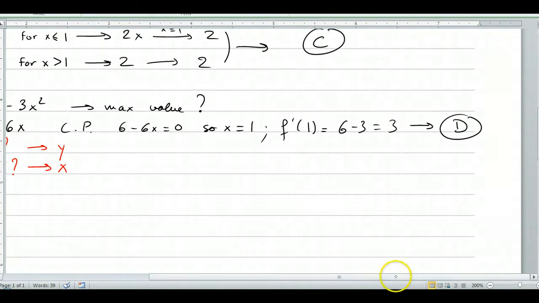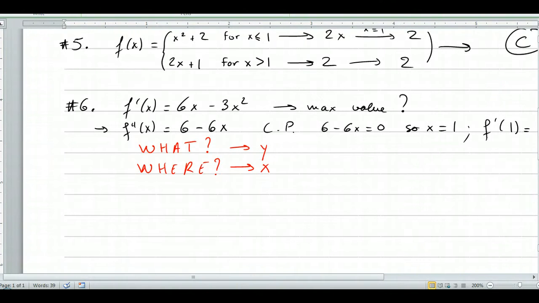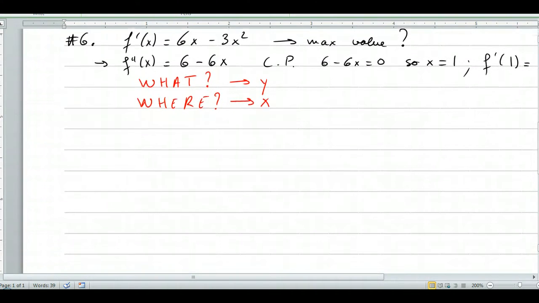You know how to answer this question. It is very easy to answer it wrongly if you don't pay attention to what they're asking you, okay? Number 7. All right.